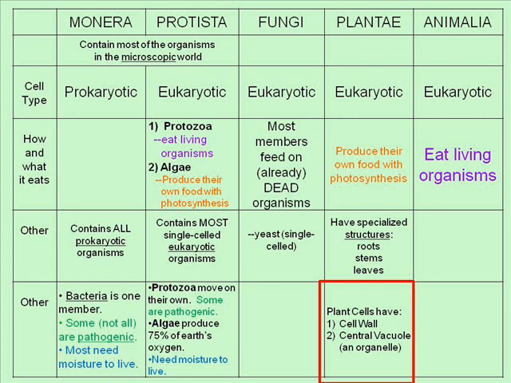So let's go back to our chart again and add a little bit more information here. Now we've learned that plant cells have a cell wall, and they have a central vacuole, which is another organelle, just like the nucleus is an organelle.